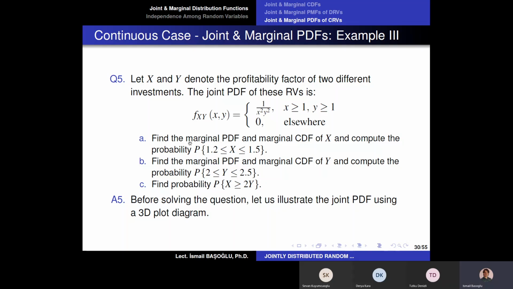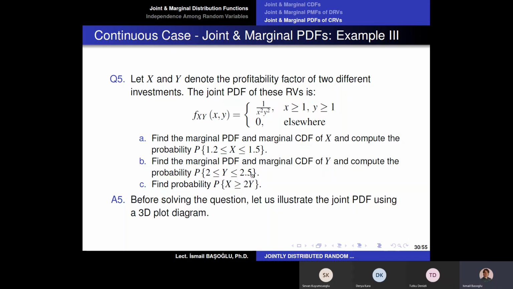In part A, it asks me for the marginal PDF and the marginal CDF of x. Once we compute the marginal PDF and the marginal CDF of x, we are going to use the marginal CDF to compute the probability of the first investment having a profitability factor between 1.2 and 1.5. In the second part, this time we are going to determine the marginal PDF and the marginal CDF of y, and we are going to compute the probability of the profitability factor of the second investment being between 2 and 2.5.